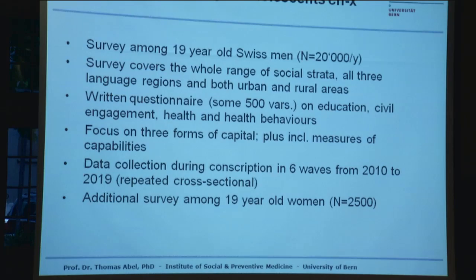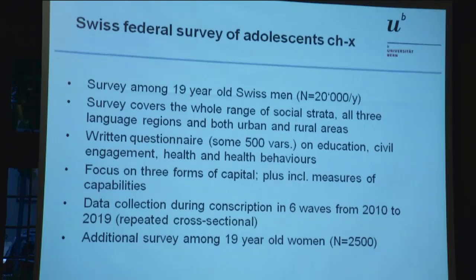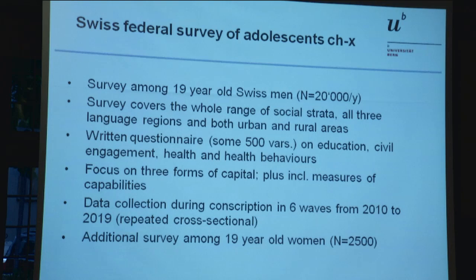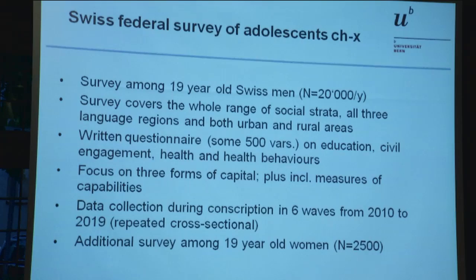Data available by now, 20,000 per year. 20,000 19-year-old men per year in Switzerland, every year. The survey covers a whole range of all social strata. How can that be? I mean, do you experts, survey experts, know of a survey that covers the lowest social strata and the highest? A written questionnaire or something like this. Well, we have one in tiny little Switzerland. And how is that possible?